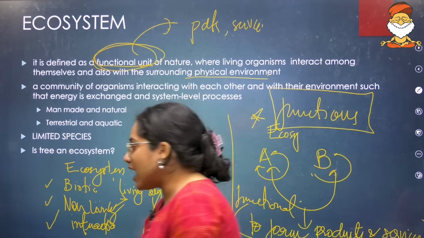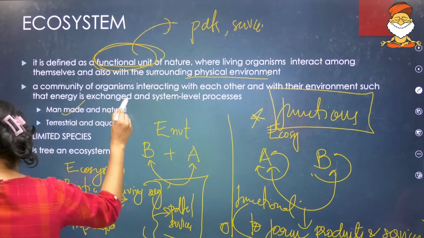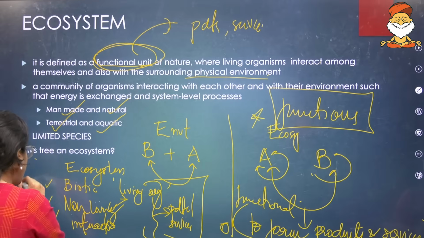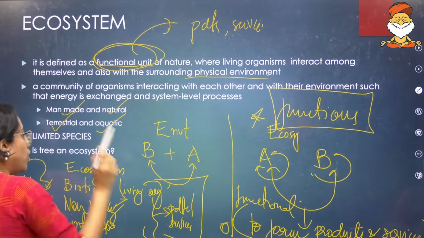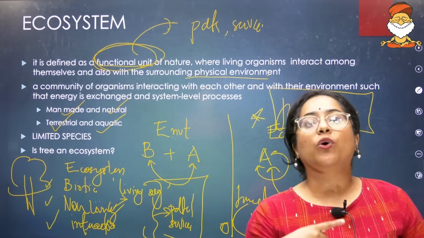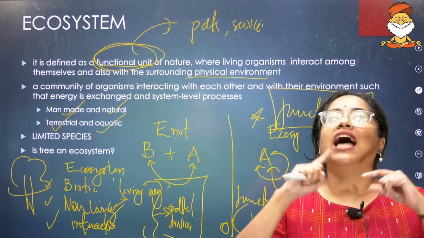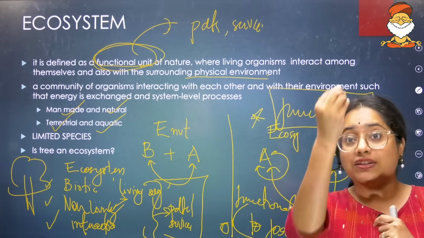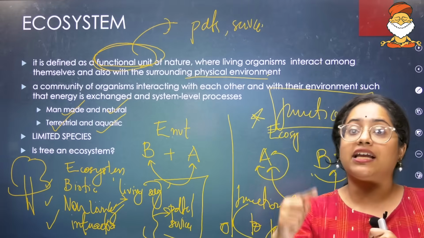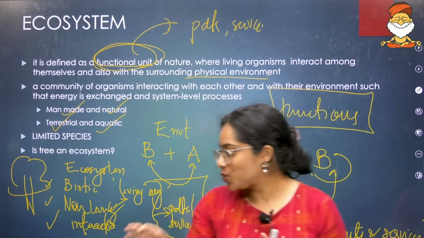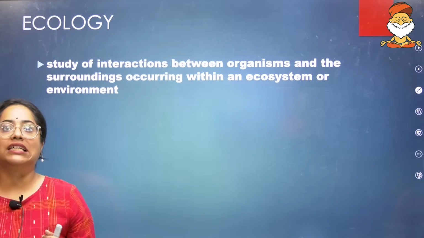So ecosystems can be defined as man-made and natural, terrestrial and aquatic. You can even have a single tree or a single thing as an ecosystem. Why? Because you are going to have different interactions and they're going to create something out of it. So this is the reason why even a tree, which is a single organism, can be categorized as an ecosystem. So I hope this part is clear.